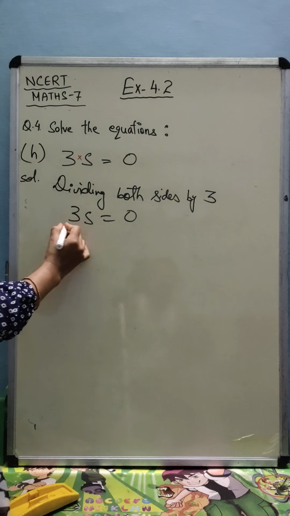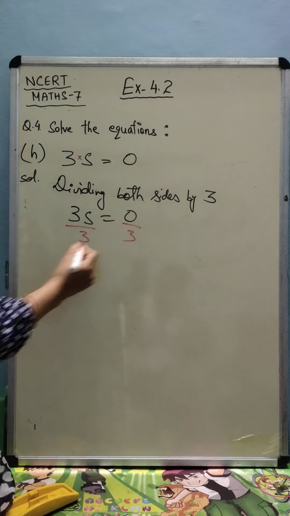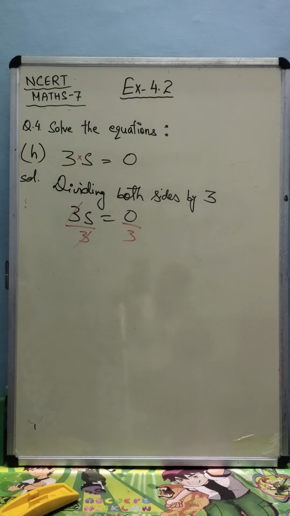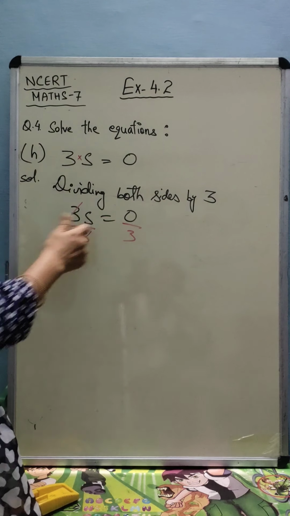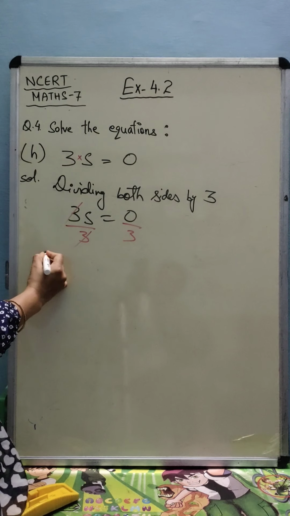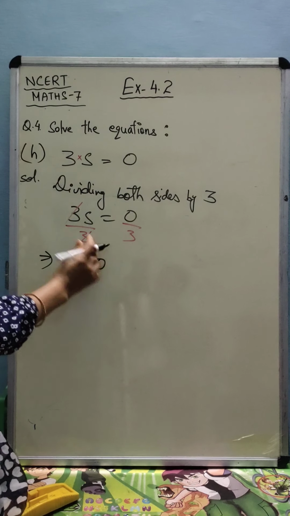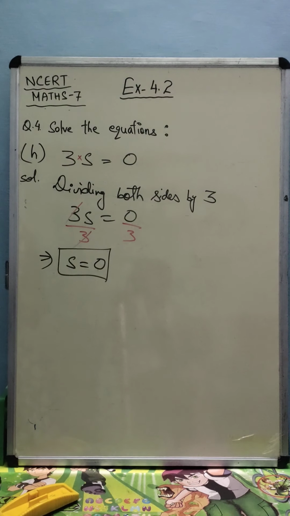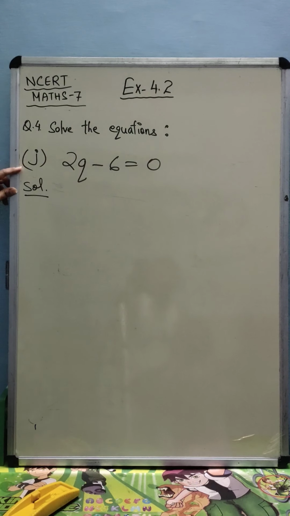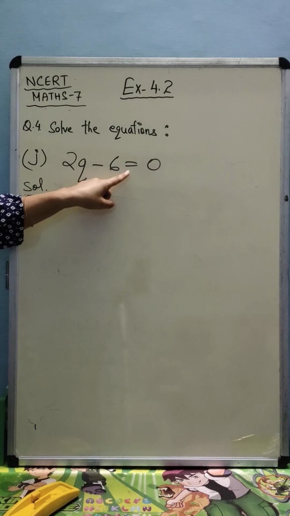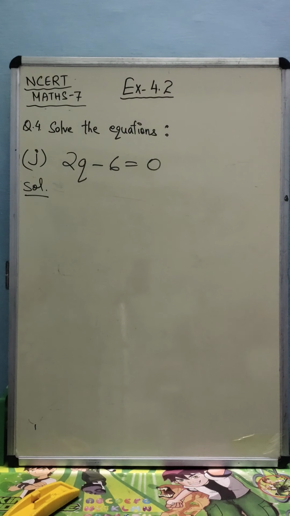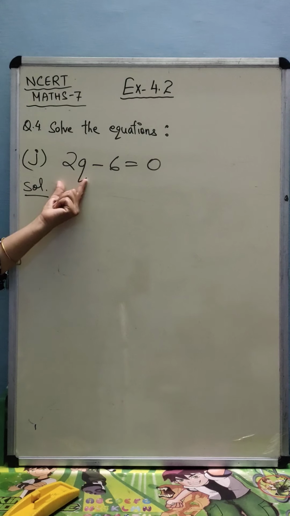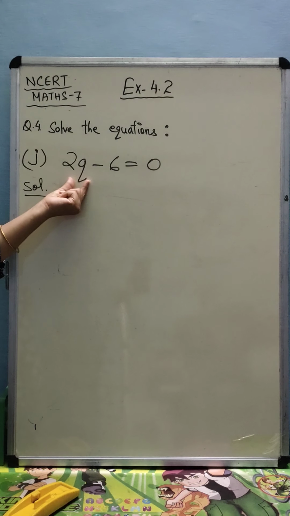Dividing both sides by 3. See, this 3 and 3 will cancel, and 0 divided by 3 is how much? It's 0. So we get s is equal to 0. So this is the required answer. Now students, the J part. It is 2q minus 6 equal to 0. To separate the variable, q is the variable here.